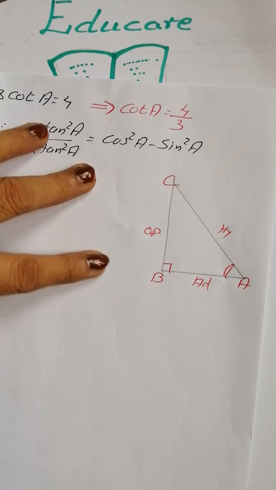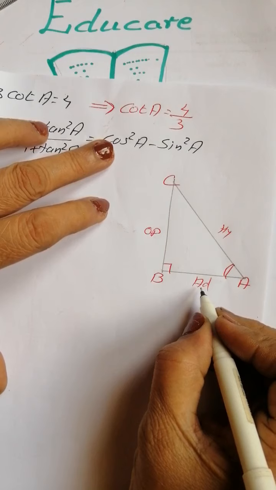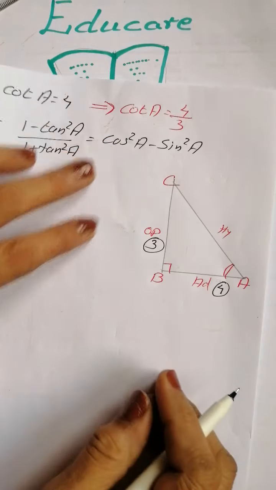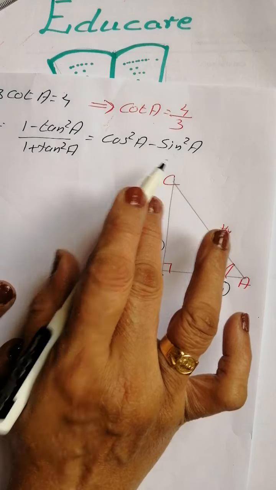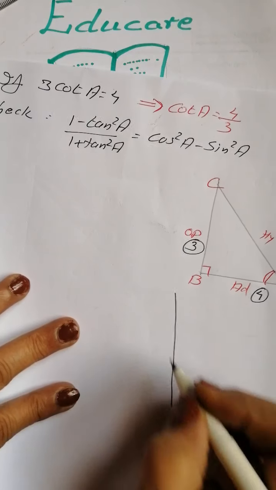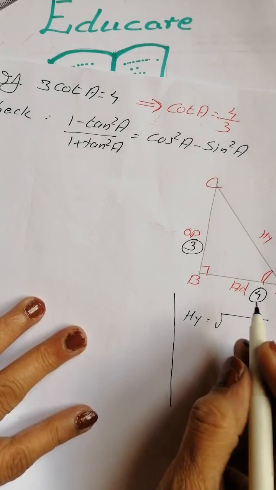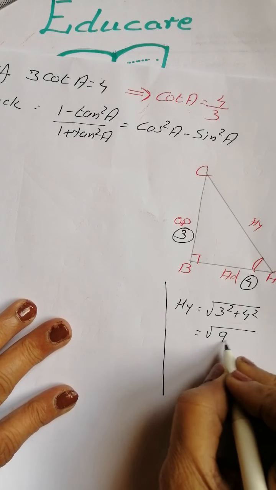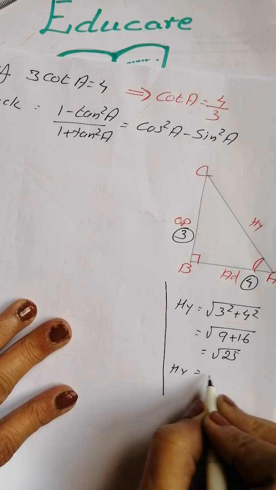Now cot A is equal to 4 by 3. If cot A is equal to 4 by 3, what is cot A? Cot is equal to adjacent over opposite. Now find hypotenuse because we want cos and sine and tan. What is the formula for hypotenuse? Hypotenuse square is equal to altitude square plus base square. Yes, now you are faster than me, I know. What is 3 square? 9 plus 16, that is 25. So hypotenuse will become 5. Good.